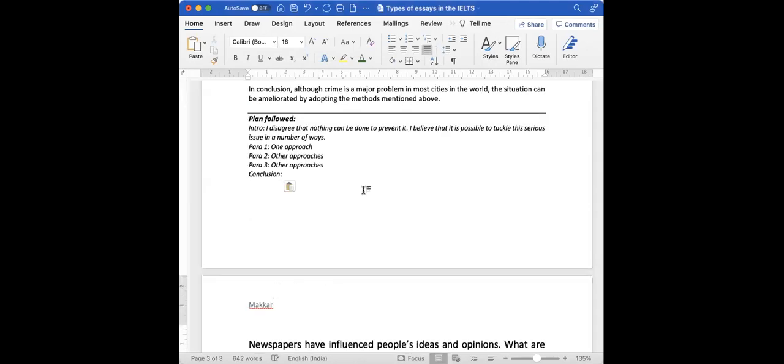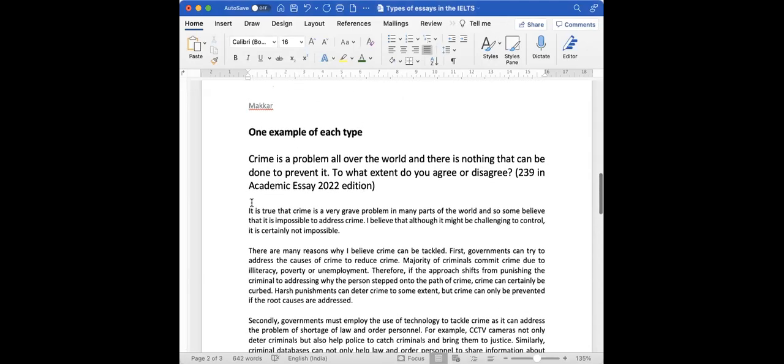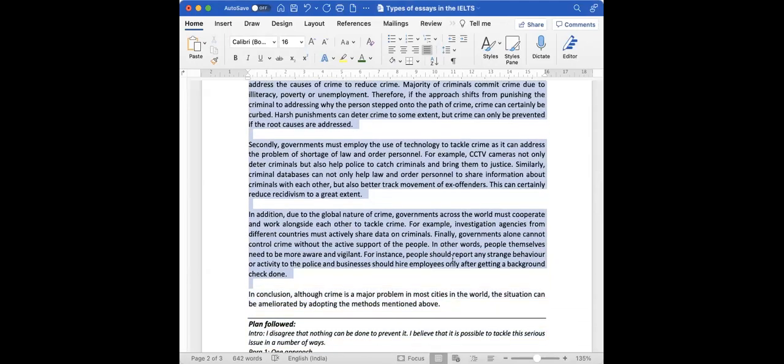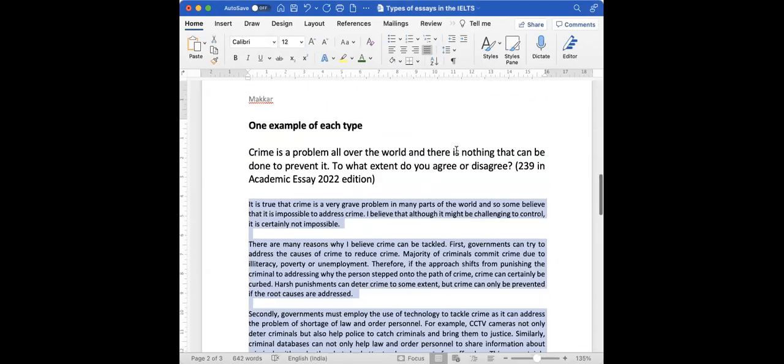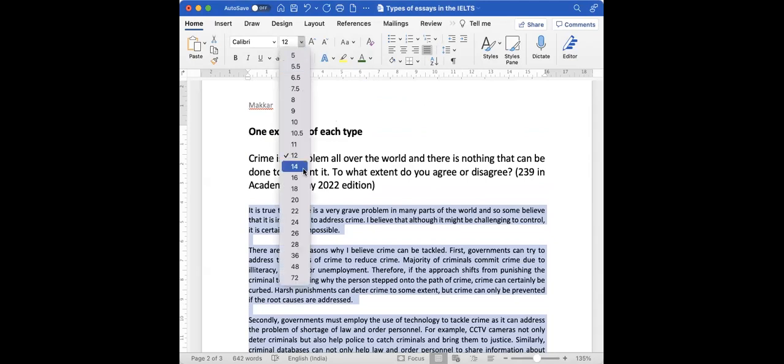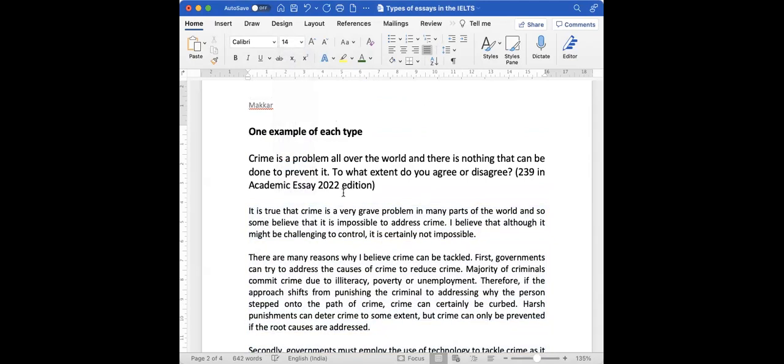ओके, अब ये देखो, ये जो एसे पहला वाला मैंने ऐड करा है उसको मैंने कैसे हैंडल करा है. Okay, crime is a problem all over the world and there's nothing that can be done to prevent it. To what extent do you agree or disagree? It is true that crime is a very grave problem in many parts of the world, and so some believe that it is impossible to address crime. वही कह रहे ना, impossible है, nothing that can be done. तो paraphrasing समझ आ गई.